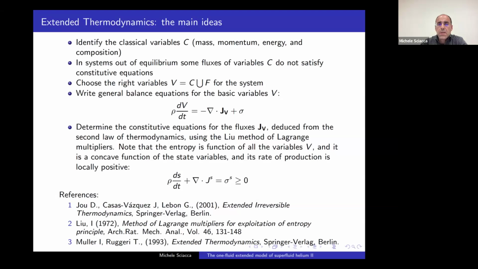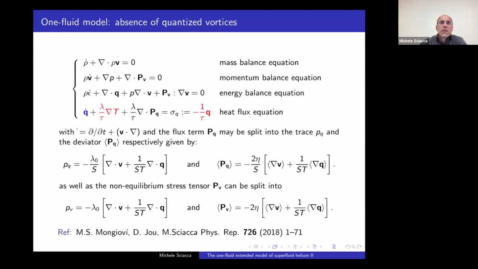Let me remark that here the entropy has to depend on all the variables, which means on the V variables, not only on the mass, momentum, energy, and so on, but also on the heat flux. For instance, if we required fluxes of higher order, this means that from this point of view, this model allows to be dynamic in the sense that in your model you may consider as many variables as you need. Just the idea.